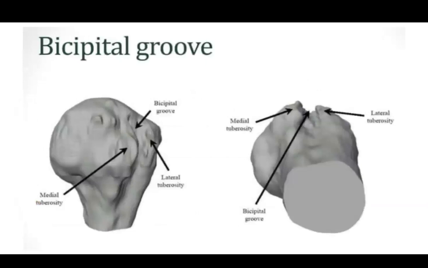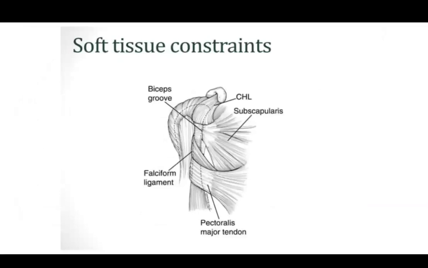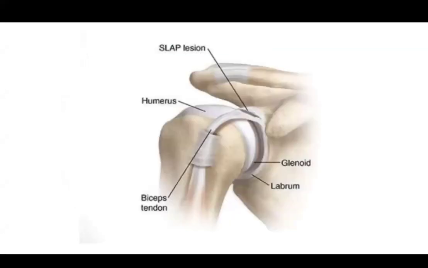The bicipital groove is a groove formed by the greater tuberosity and the lesser tuberosity. The ridge between the two is the groove through which this tendon passes. This tendon is covered by the superior coracohumeral ligament. After it comes out, the bicipital groove is overpassed by this ligament, the MGHL superiorly, and then the subscapularis inferiorly, the AIGHL and the falciform ligament. Further down, you will have the pectoralis major tendon.